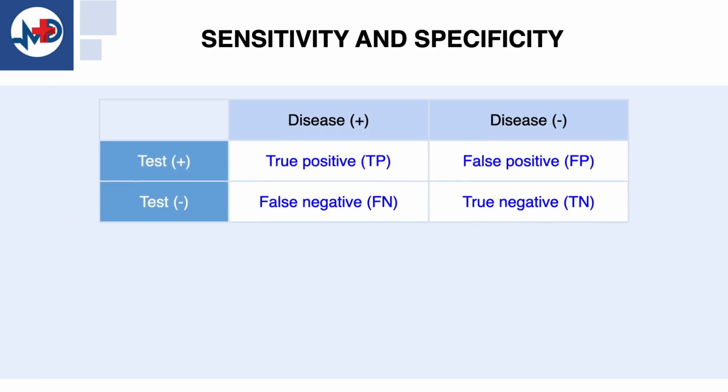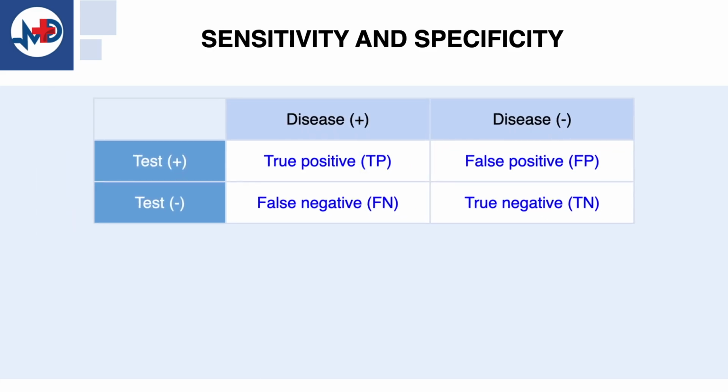Next, let's explore sensitivity and specificity. Before that, there are a few terms to clarify. A true positive refers to the number of patients with the disease and have a positive test result. A true negative refers to the number of patients without the disease and have a negative test result. A false positive refers to the number of patients without the disease but have a positive test result. And finally, a false negative refers to the number of patients with the disease but have a negative test result.